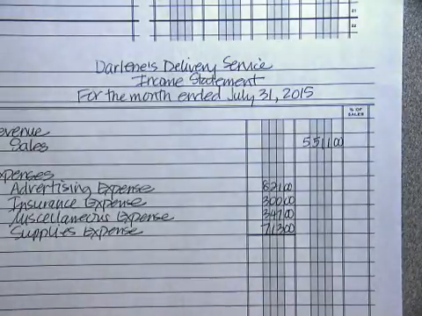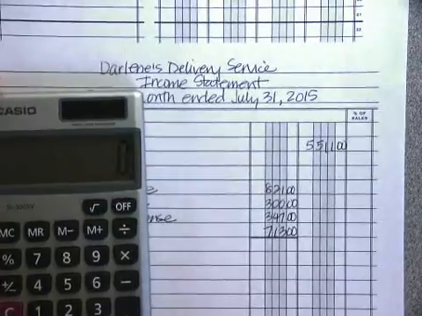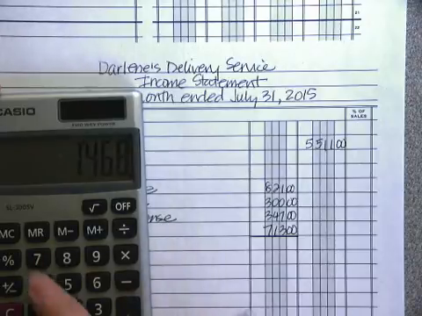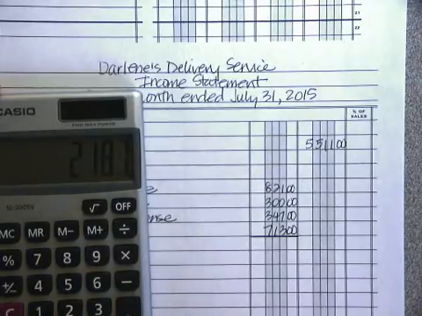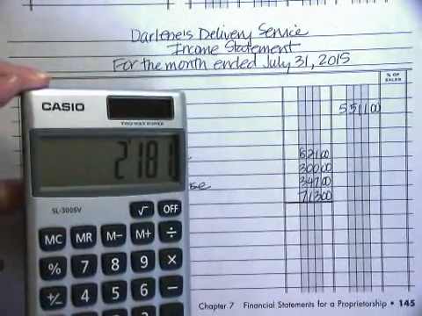And we're going to add our expenses. 821, 300, 347, and 713. Okay, and we get 2,181.